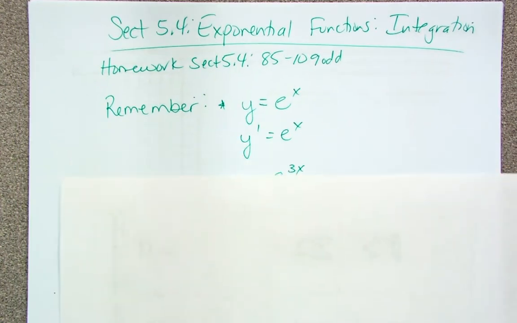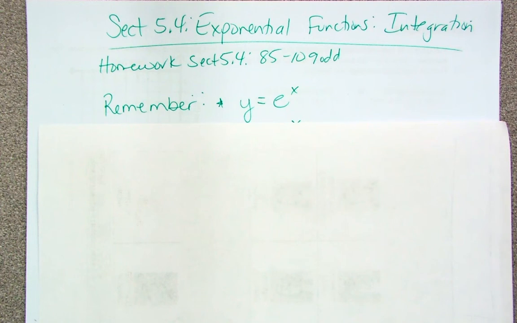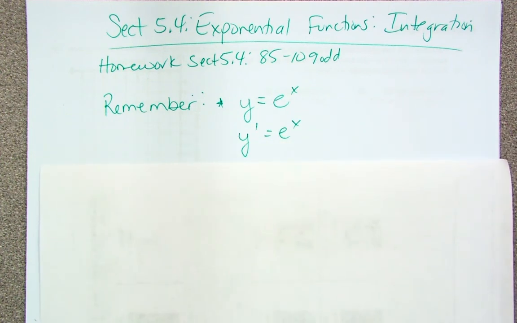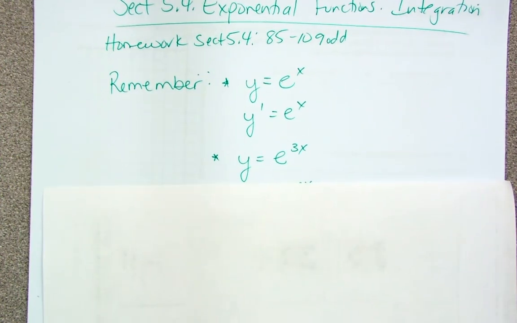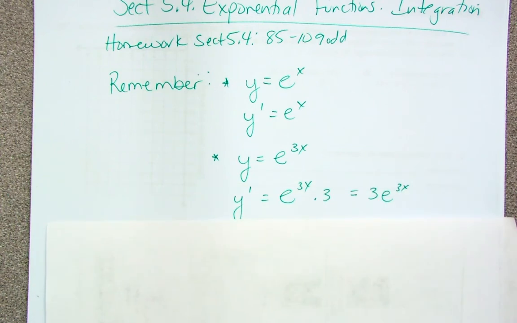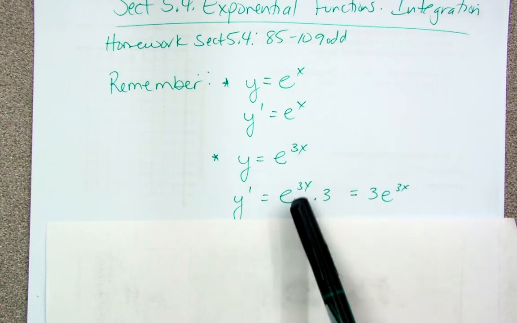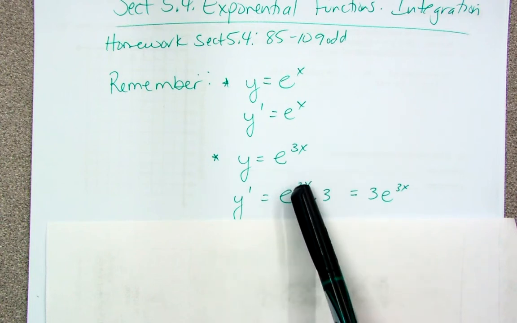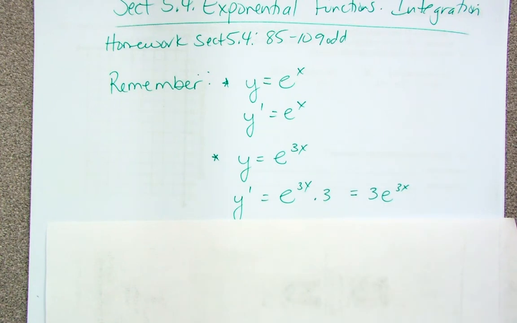Here are some things we need to remember on exponential functions. For example, for the function y equals e to the x, the first derivative is just e to the x. For y equals e to the 3x, when I take its first derivative, it is the chain rule: the derivative of the outside, which is itself, times the derivative of the exponent, which is just 3. I would rewrite that as 3 times e to the 3x.